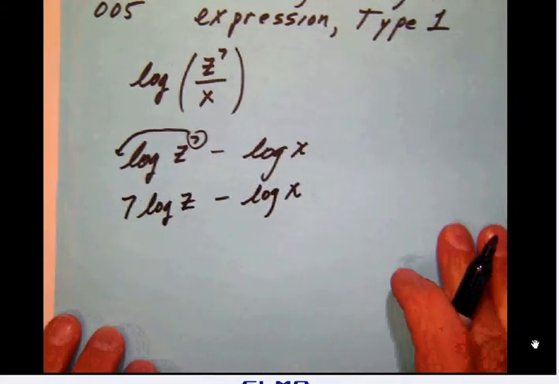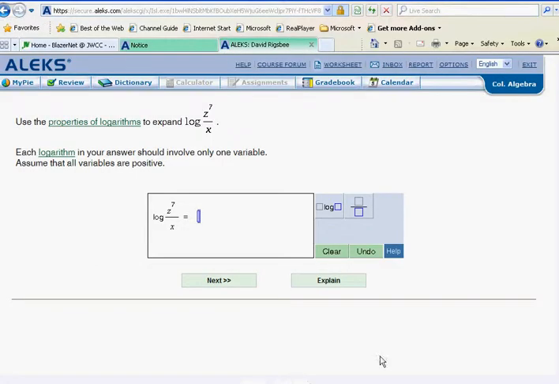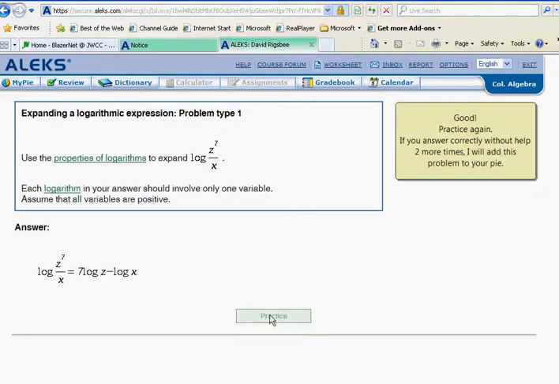And so that is how we write the expression that ALEKS wants. Let's go back over here and put that in, and we will have 7. Notice this button here gives us space to do that. So we will have 7 times the log of z, and then of course we're going to want to subtract the log of x. And so let's check it. Let's do another one of those.